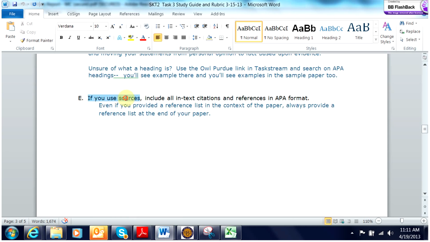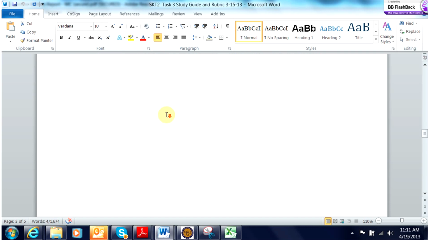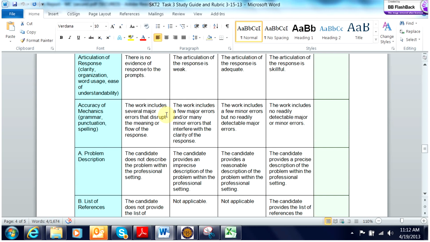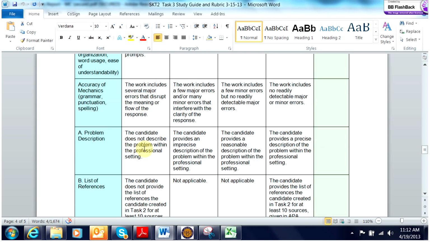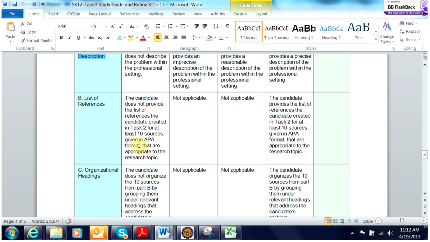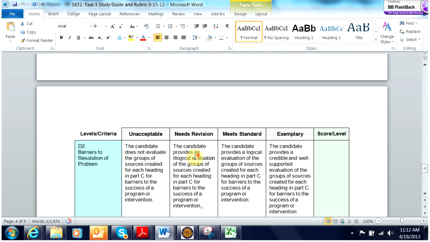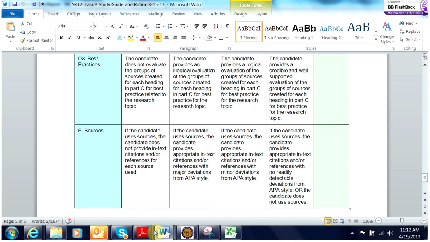And notice in E it says, if you use sources, include all in-text citations and references. Well, there's no if about it here, because of course you're using sources. You're using 10, as well as you may have others that you used in your problem description. Then you'll definitely have the 10 that you're using for your organizational headings. So that is my quick webinar on SK2, the literature review.